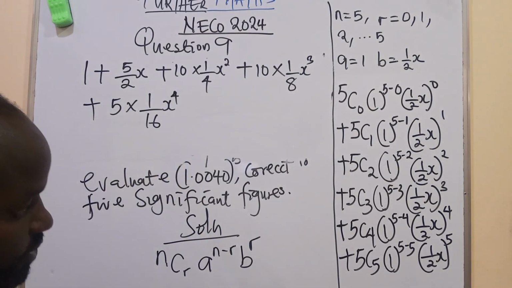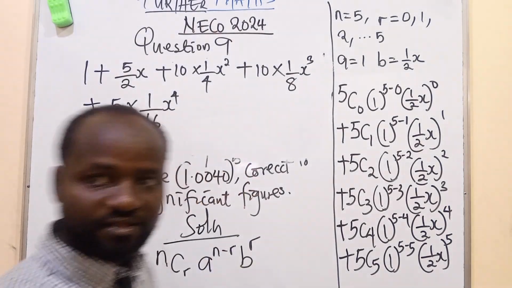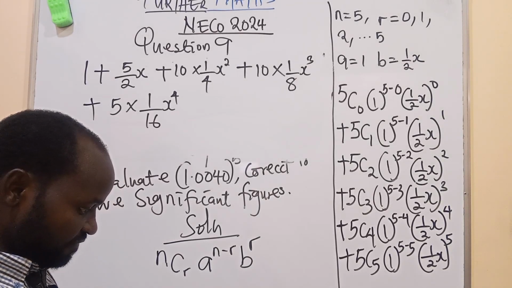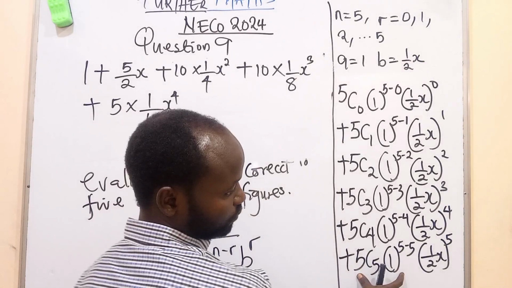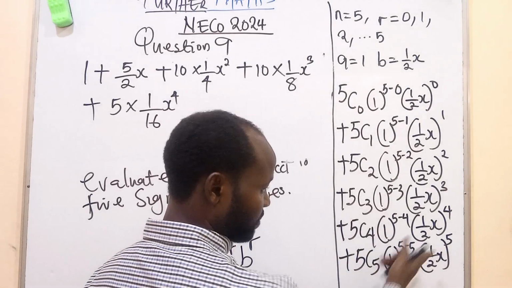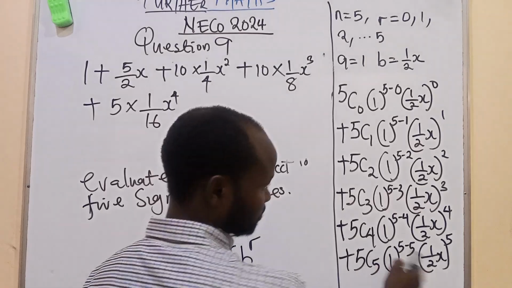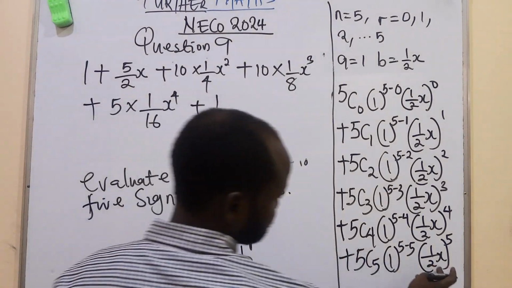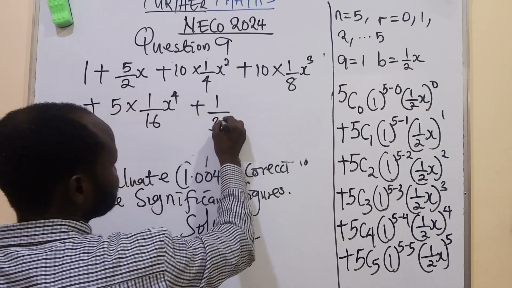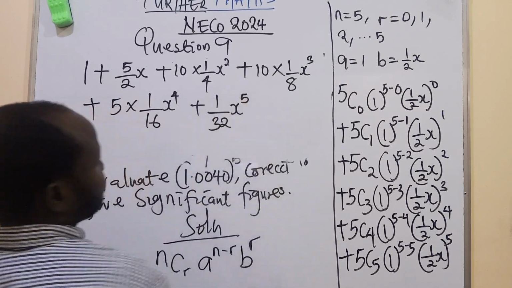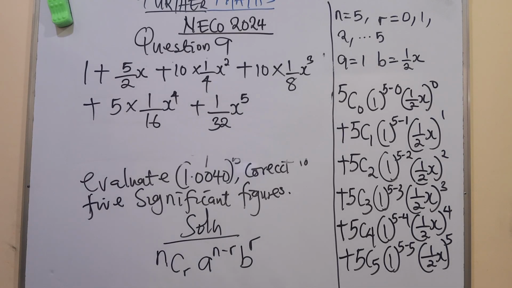Okay? The last but not the least, when r is 5, that will be 5 combination 5, of course, is 1. The whole of this will give us 1 because 5 minus 5 is 0. Anything raised to power 0 is 1. 1 power 0 is 1. 1 times 1 is 1. So the last expansion will be 1 divided by 2 power 5, which is 32, then x power 5.